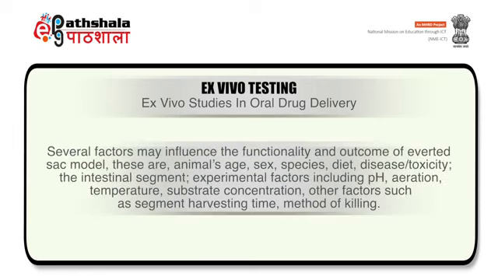Several factors may influence the functionality and the outcome of the everted sac model. These are the animal's age, sex, species, diet, disease or toxicity, the intestinal segment, experimental factors including pH, aeration, temperature, substrate concentration, and other factors such as segment harvesting time and method of killing.